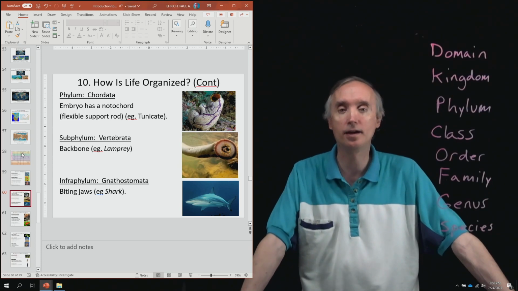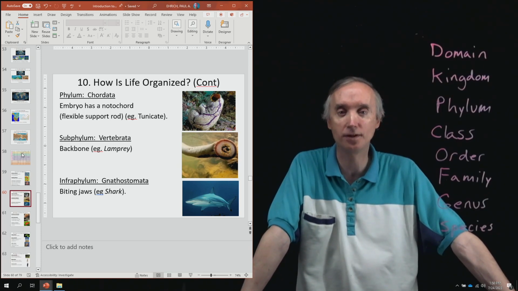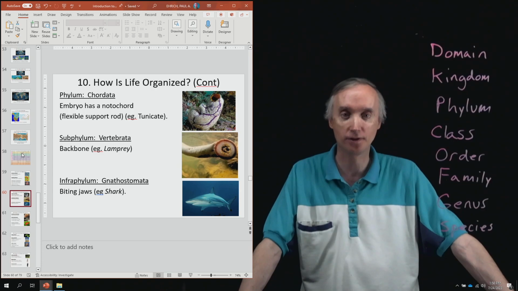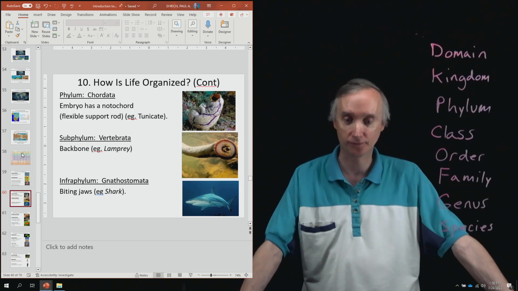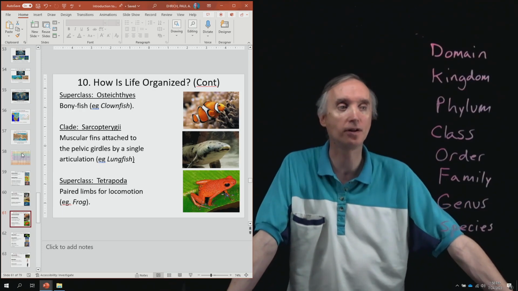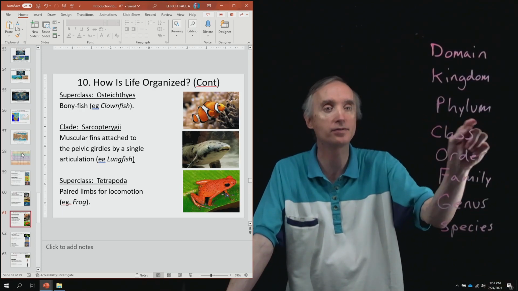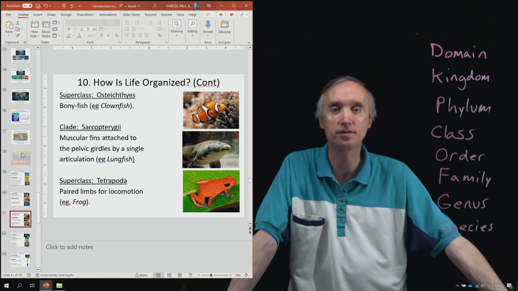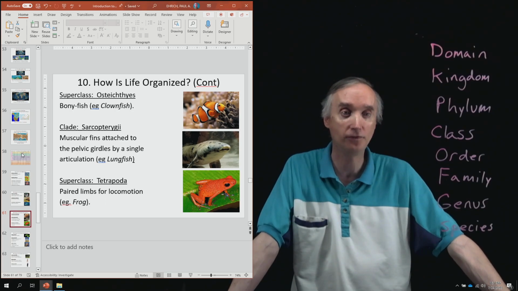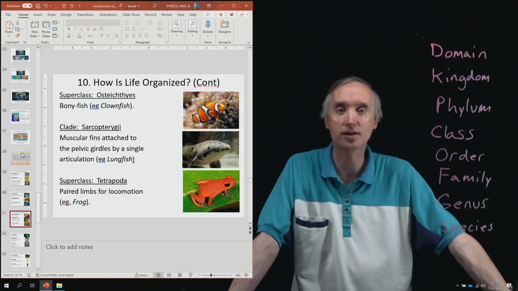Okay, then next, the organism is a Gnathostomata, and it is going to be something that has jaws. Notice the lamprey does not have jaws, but a shark does. Okay, next, it is in the superclass, so that means it's above the class, Osteichthyes. That means that it is a bony fish, such as a clownfish.